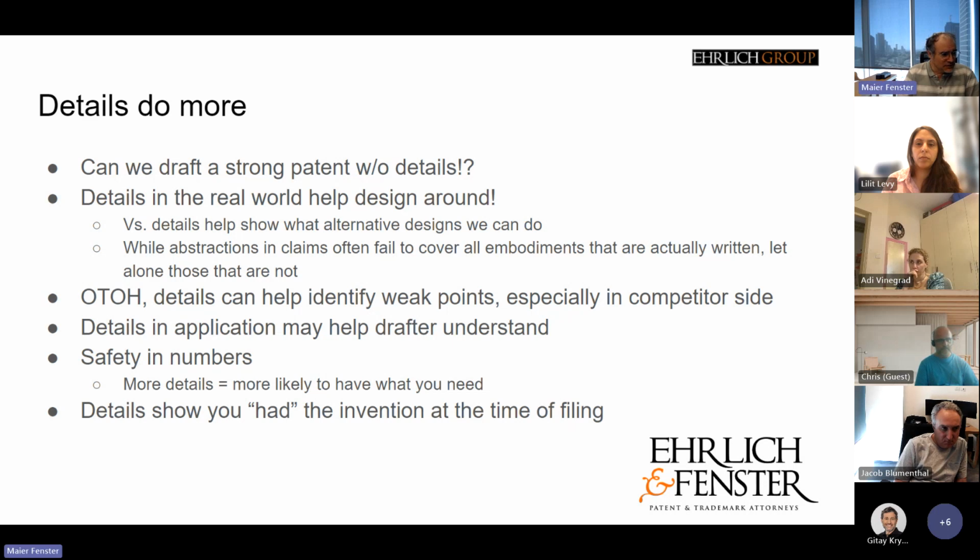When you dig into the details, it helps you identify weak spots in your patent on the competitor's product. The more you work on the details, the more likely the person writing the application will actually understand what they're writing about. These abstractions are kind of difficult. There's a general belief that patent attorneys have that the more details you have, the more likely you are to have the detail when you need it. And last but not least, when you provide details, it convinces the examiner that at the time of filing the application, you actually had the invention in hand. That can be a requirement in order to get a patent.